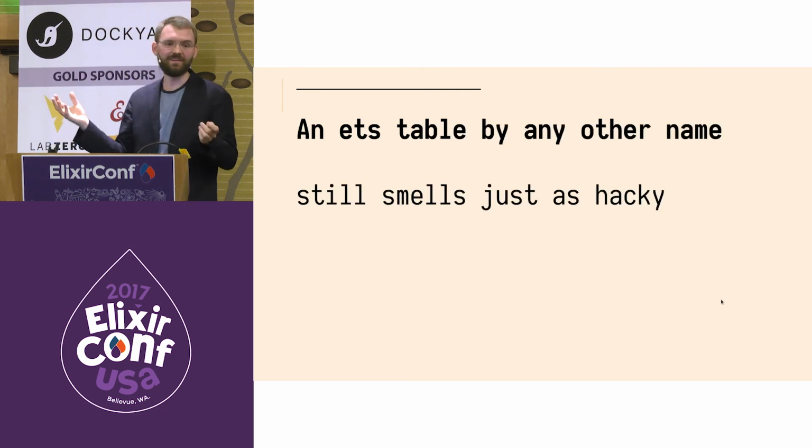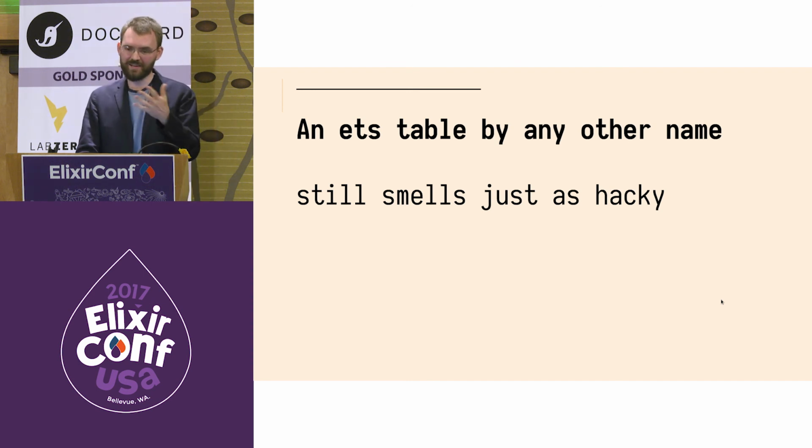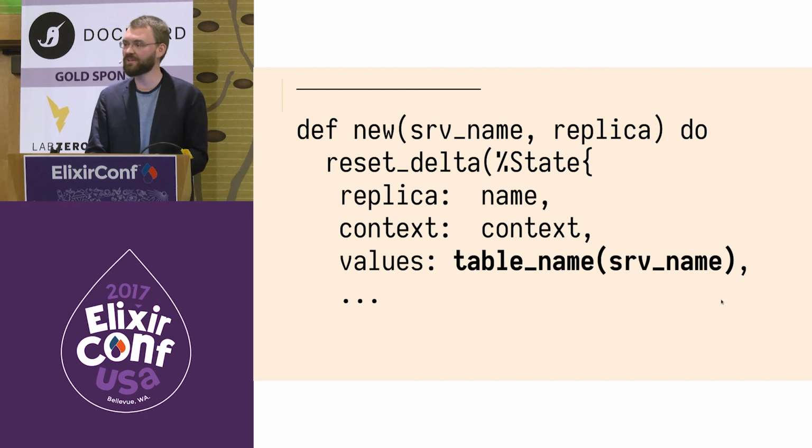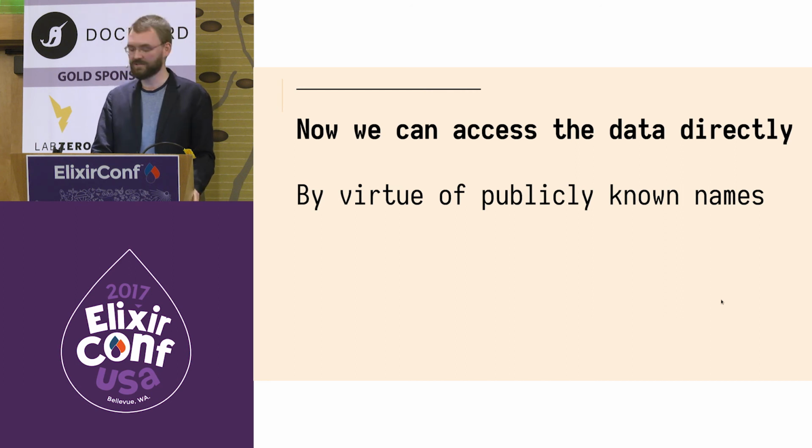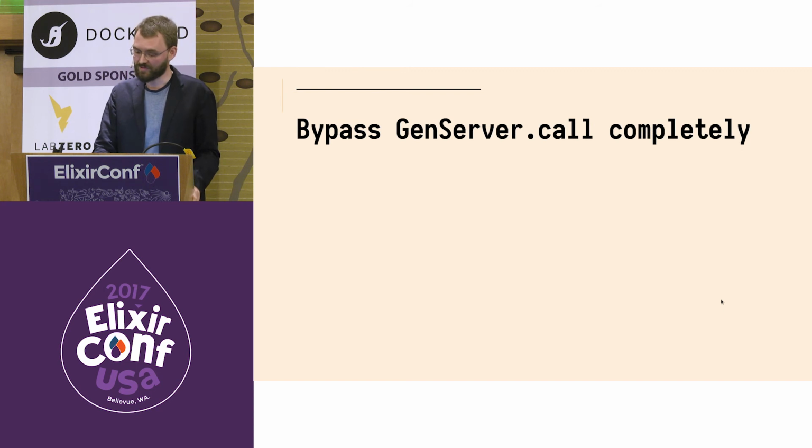We have an ETS table. It is named. It's going to be as hacky as that. So we figured we'll just name the table, make the name public per tracker shard, and then go straight to the table. So what happens is we can access the data directly because the name is known. We bypass the gen server call completely.